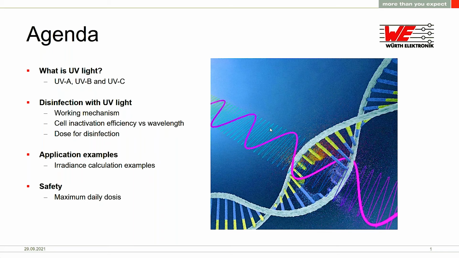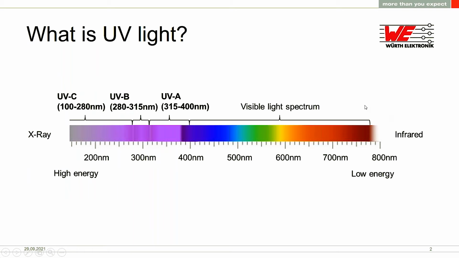So let's start with an explanation of what UV light is. If you look at the electromagnetic spectrum, you see there's a visible light spectrum from something like 400 nanometers to 780 nanometers. For higher wavelengths, the light is called infrared light, and for lower wavelengths, it's called UV light. And the UV light is now separated into UVA, UVB, and UVC.